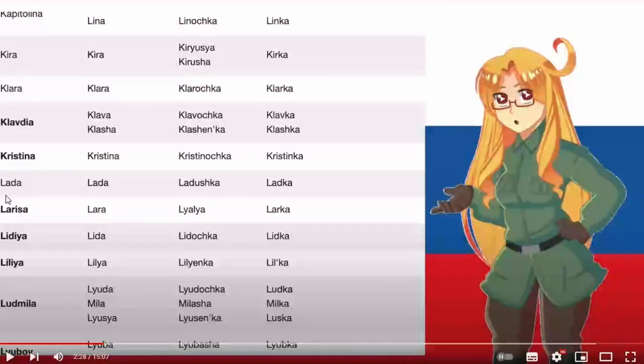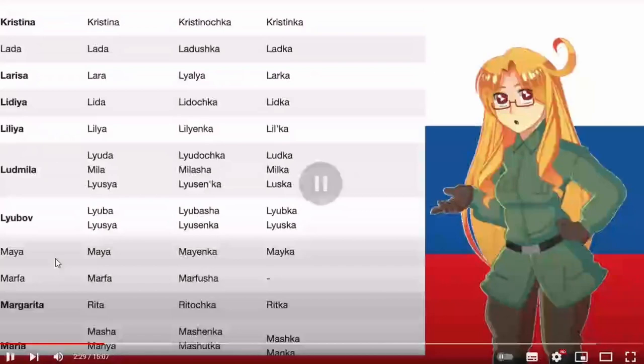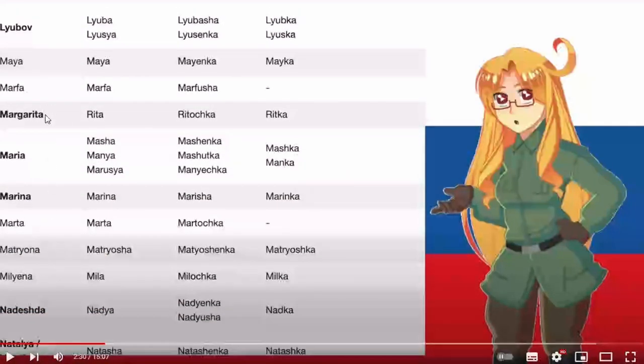Nobody calls their kid Lada anymore. Because it's a car. Larissa, Lydia, Lilia, Lyudmila. Yeah, Lilia. Well, usually it's just Lilia nowadays. The last one is Lyubov. I don't like this romanization. It's written like it's one thing, but no, it's Lyubov. Love. Maya. It exists. Marfa. Yes. Is very informal. Margarita, also Margot. Maria, one of the most common names. Marina, Marta, Matriona, not a common name.